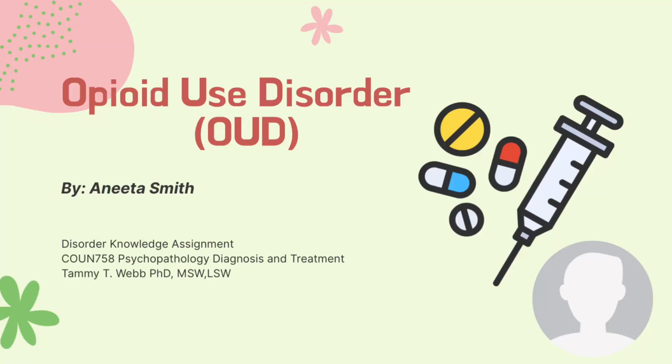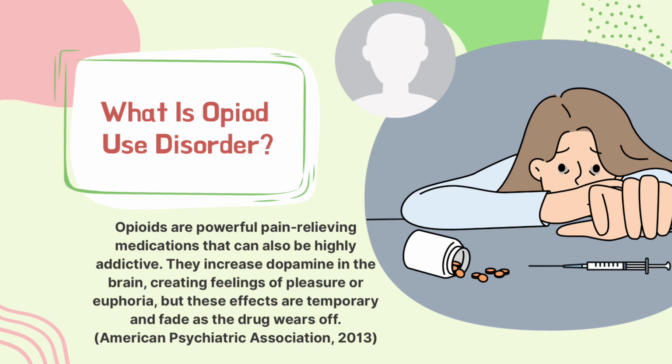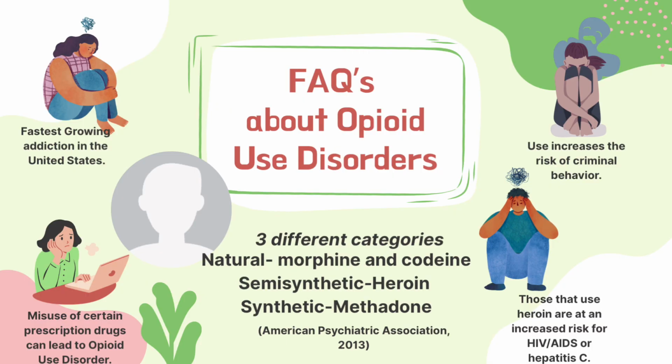The disorder that I will be discussing will be the opioid use disorder. What is opioid use disorder? Opioids are powerful pain relieving medications that can also be highly addictive. They increase dopamine in the brain, creating feelings of pleasure or euphoria, but these effects are temporary and fade as the drug wears off. Here's a few things about opioid use disorders that you may not know.